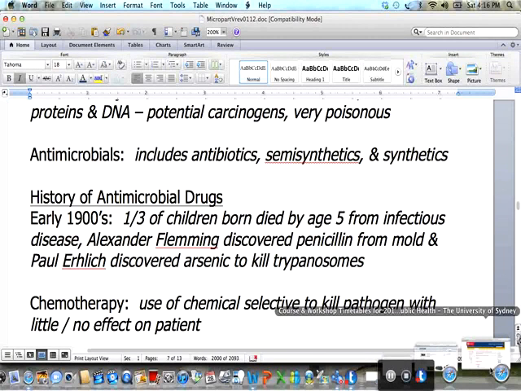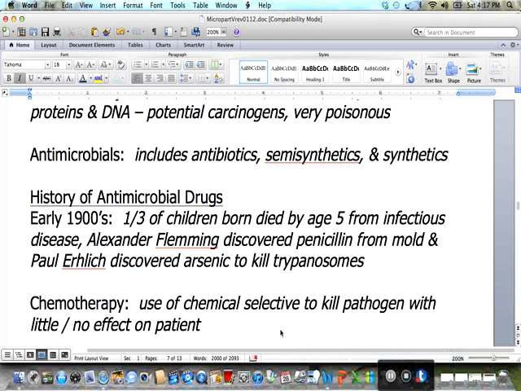Antimicrobial drugs include antibiotics, the semi-synthetics, and the synthetics. In the early 1900s, 1/3 of all children born died by age 5 from infectious diseases. Early pioneers in this field were Alexander Fleming, who discovered penicillin from mold, and Paul Ehrlich, who discovered arsenic would kill trypanosomes.